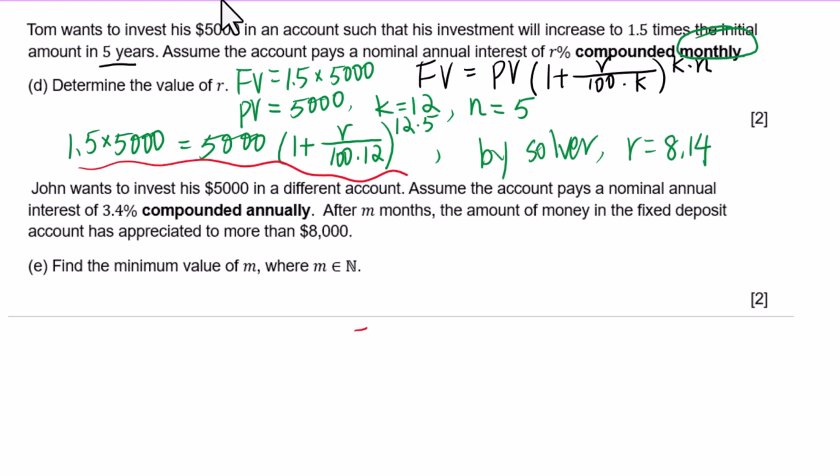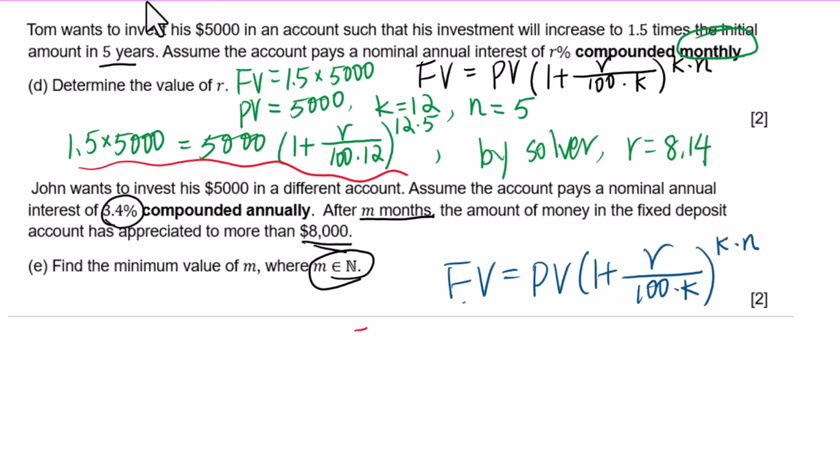John wants to invest his $5,000 in a different account. Assume the account pays a nominal annual interest of 3.4% compounded annually. After M month, the amount of money in the fixed deposit account has appreciated to more than $8,000. Find the minimum value of M, where M is natural numbers, which means counting numbers.